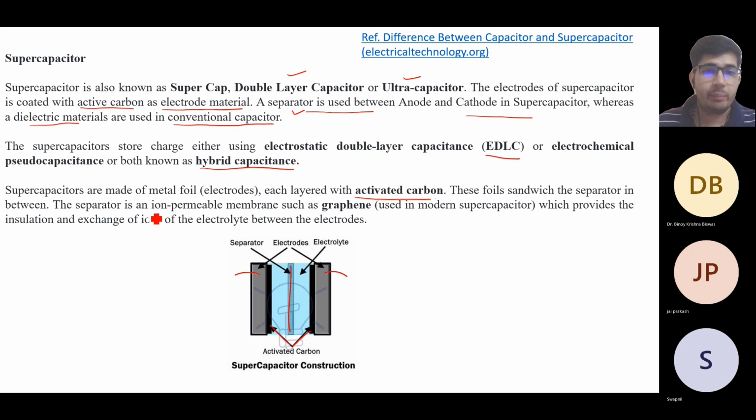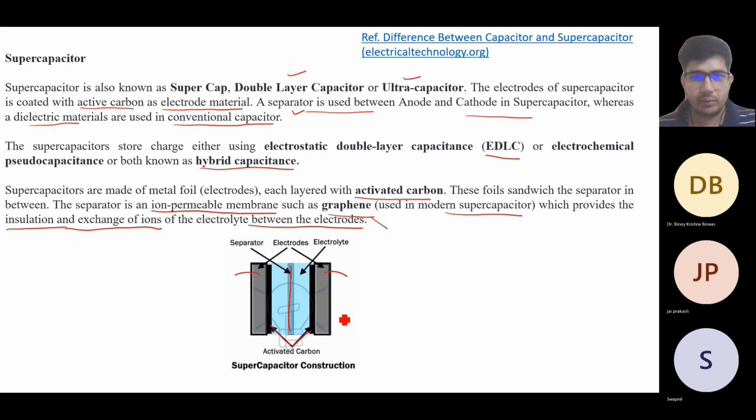The separator is an ion permeable membrane. So important, it is an ion permeable membrane, such as graphene, used in modern capacitors. So graphene is a material for the separator, which is used in modern supercapacitors, which provides the insulation and exchange of ions of the electrolyte between the electrodes. So it provides the insulation for the electrons, and it ensures the exchange of ions of the electrolyte between the electrodes.